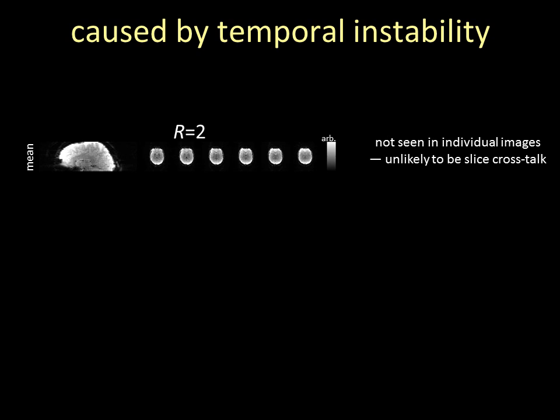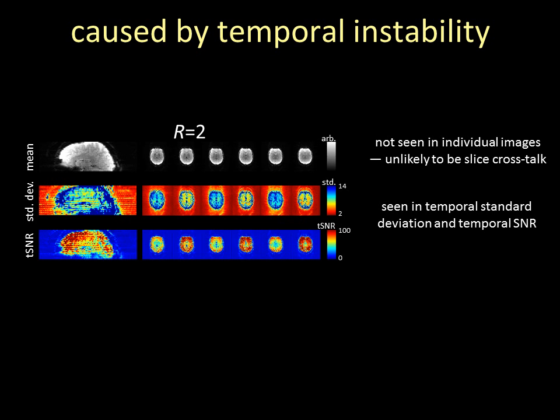I want to point out that this discontinuity is really caused by temporal instability and is not caused by intensity differences across slices. If we look at the images themselves, we see smooth intensities across slices, so the discontinuity is unlikely to be caused by something like slice crosstalk. We do see discontinuity, however, both in the temporal standard deviation and temporal SNR maps, demonstrating that this is an effect driven by varying levels of temporal instability across slices.